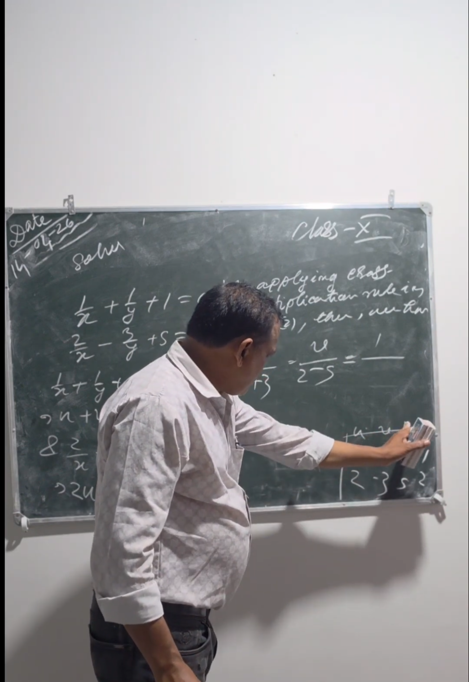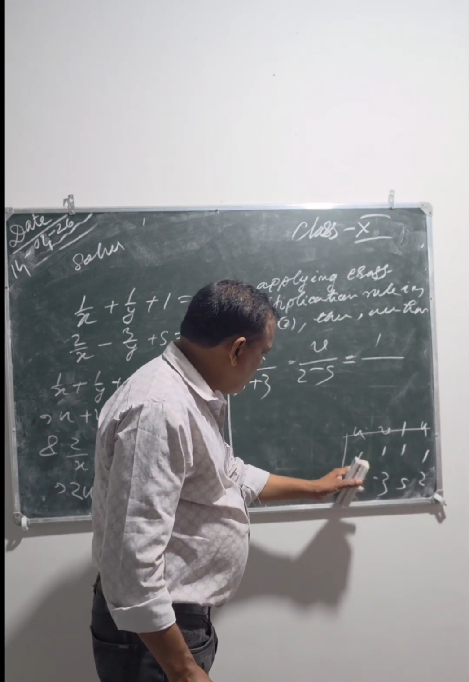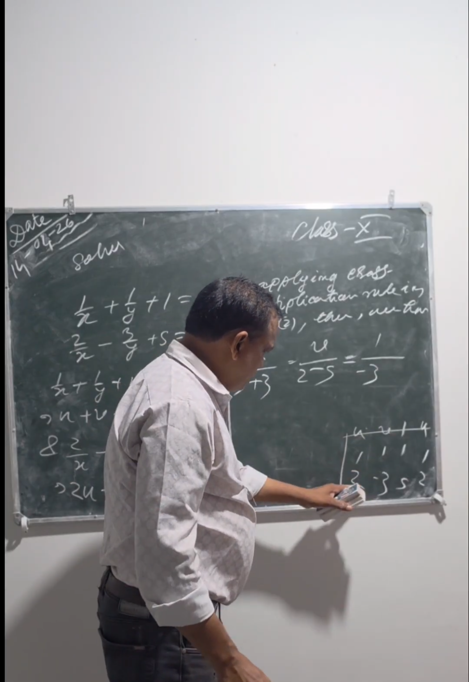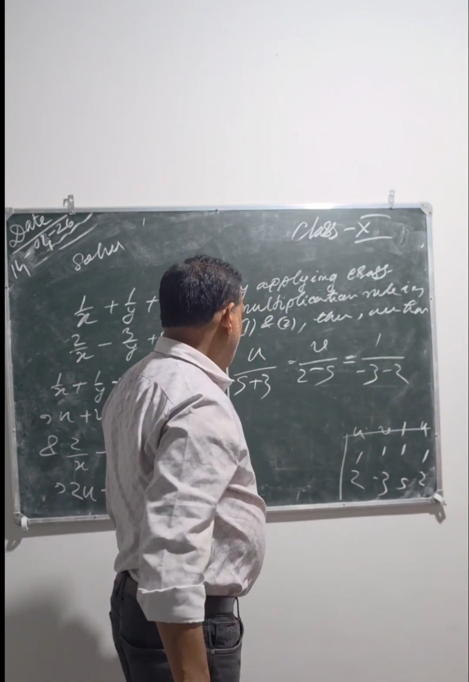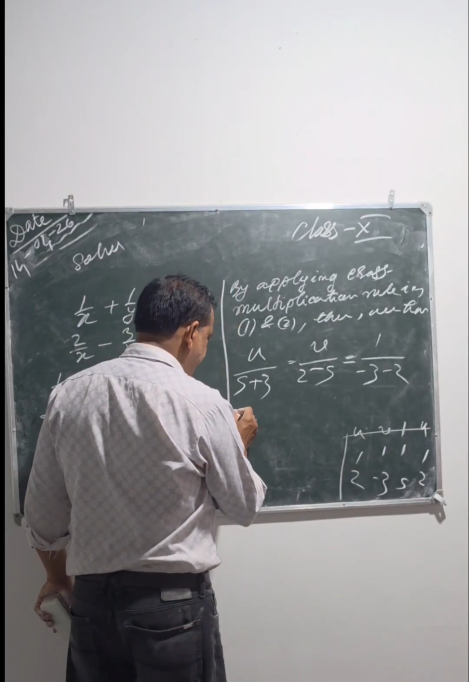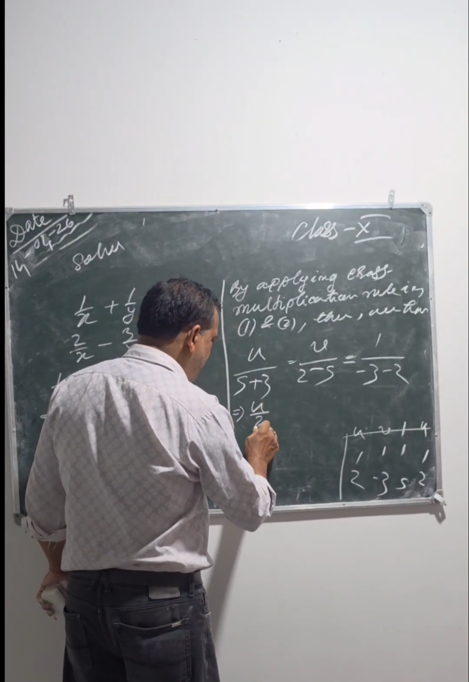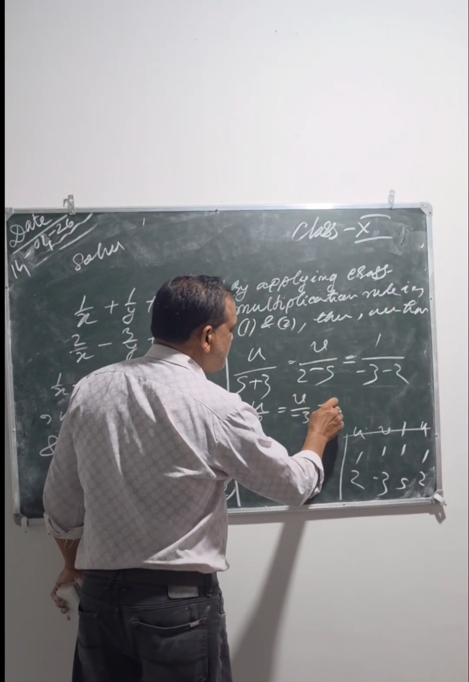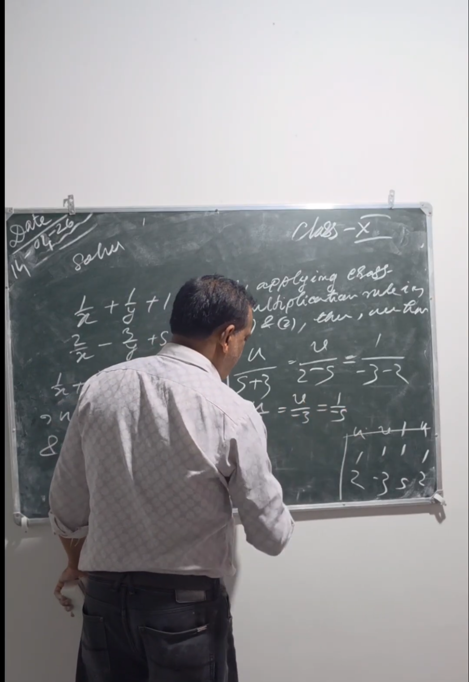Omitting the constant term, it will be 1 into minus 3 equal to minus 3, then this into this, minus 2. So finally it will be u by 8, 5 plus 3, then v by minus 3, and 1 by minus 5.